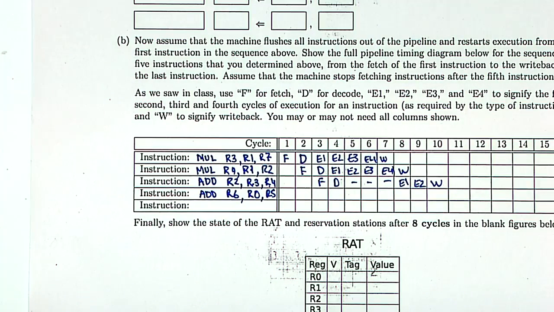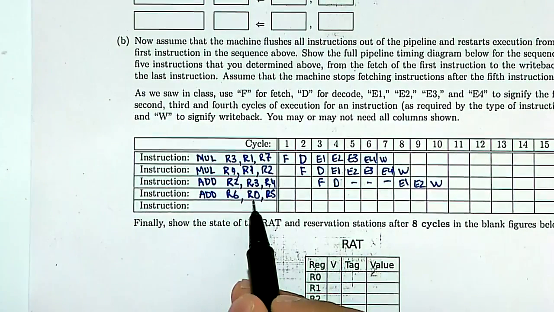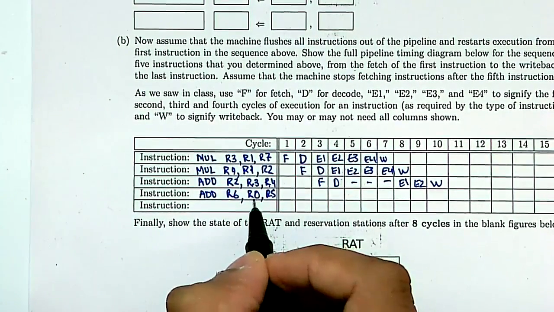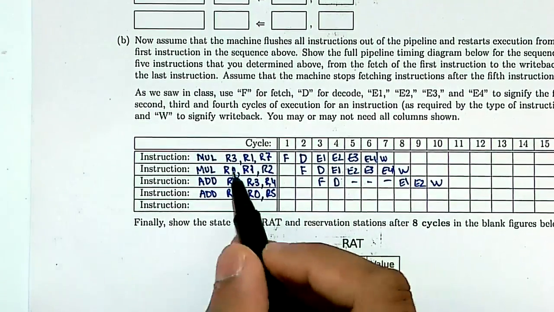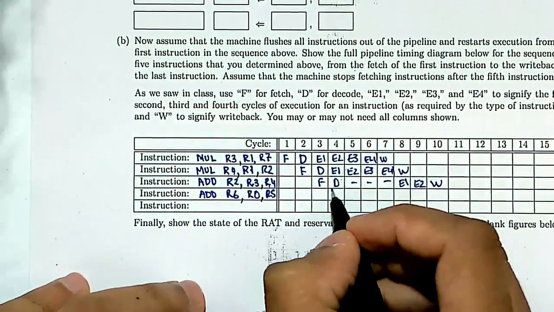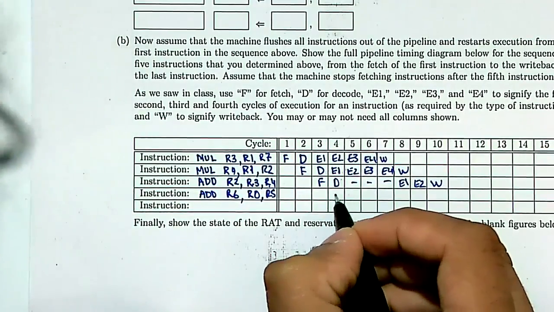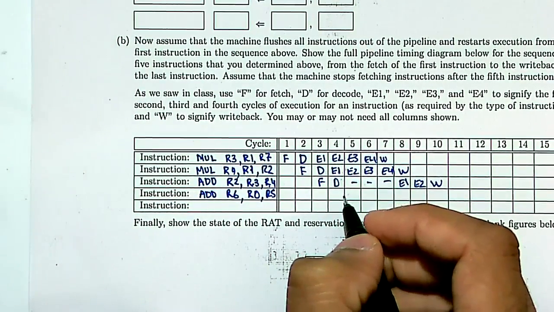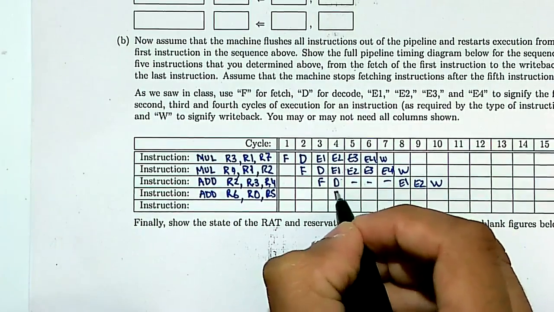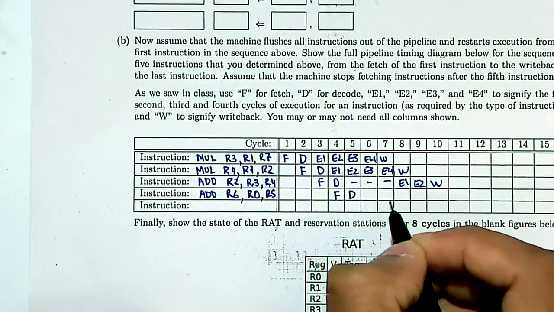Okay. So this add instruction here, R6, R0, R5. R0 is not a previously written register, and neither is R5. So we can just go ahead and execute this without any control dependencies. Data dependencies? Not sure. Okay, so fetch, decode, we go ahead and do.